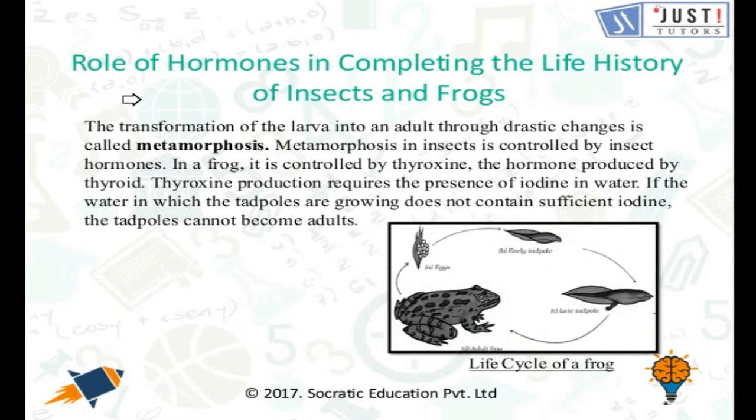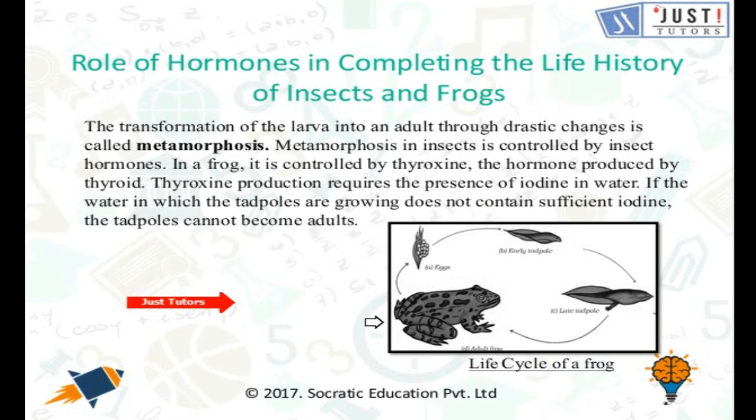Now when we talk about the role of hormones in completing the life history of insects and frogs, the transformation of the larva into an adult through drastic changes is called metamorphosis. Metamorphosis in insects is controlled by insect hormones. In a frog, it is controlled by thyroxine, the hormone produced by the thyroid. Thyroxine production requires the presence of iodine in water. If the water in which the tadpoles are growing does not contain sufficient iodine, the tadpoles cannot become adults.